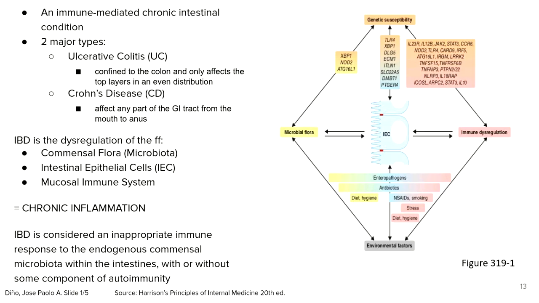First, what is inflammatory bowel disease? Inflammatory bowel disease is an immune-mediated chronic intestinal condition with two major types. The first type is ulcerative colitis, and the second type is Crohn's disease. Ulcerative colitis is confined to the colon and only affects the top layers in an even distribution, while Crohn's disease affects any part of the GI tract from the mouth to the anus. The two are very similar since they are both chronic inflammatory bowel syndromes. They are also both marked by an abnormal response by the body's immune system and even share many symptoms. However, they have differences such as the ones that I mentioned, such as the location.